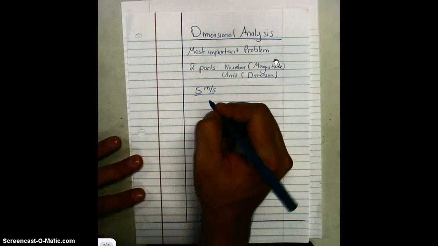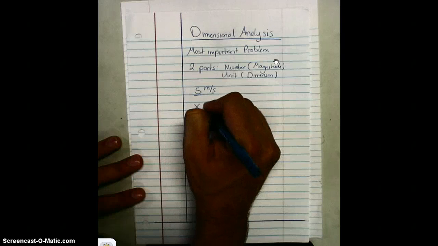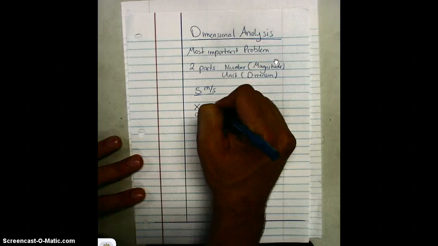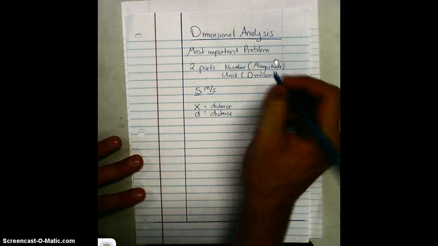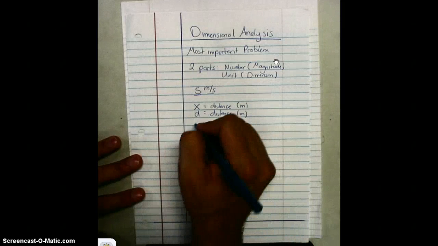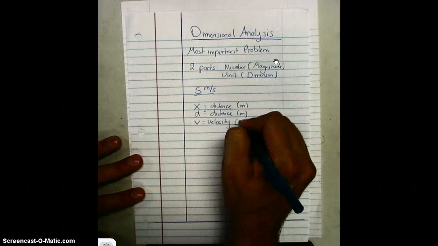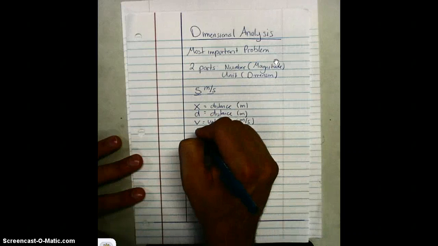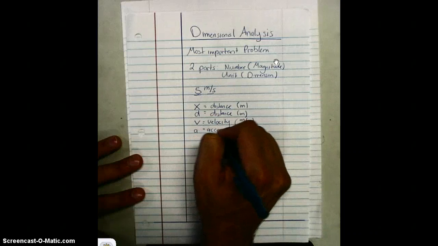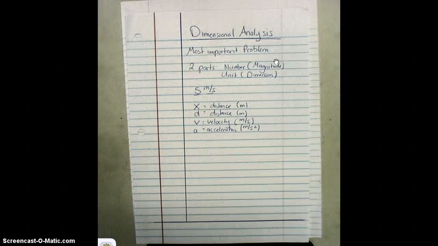Let me start out with some very basic things that we're going to learn in class as well. Typically, when we have an x, or sometimes a d, these are units of distance, and we use meters for distance. We have v, that is velocity, and we usually measure this in meters per second. And then we have a, which is acceleration, which is meters per second squared. These are some very basic units that we're going to learn right off the bat.